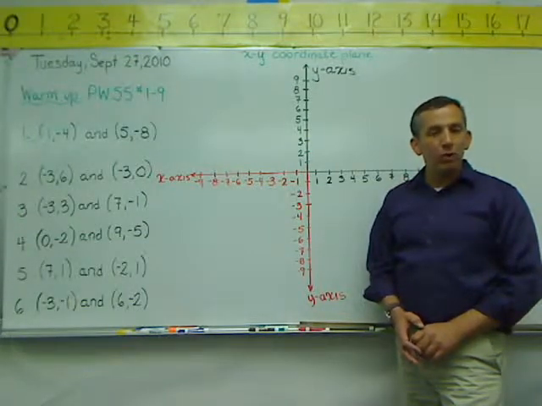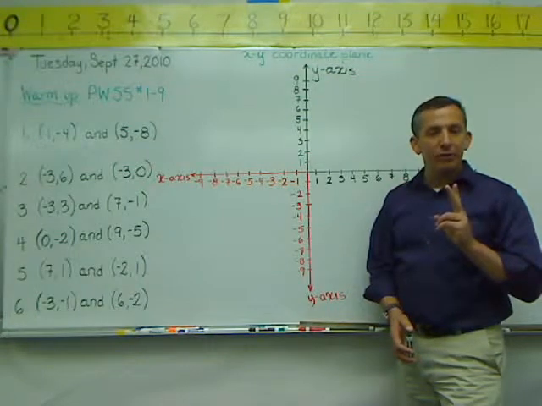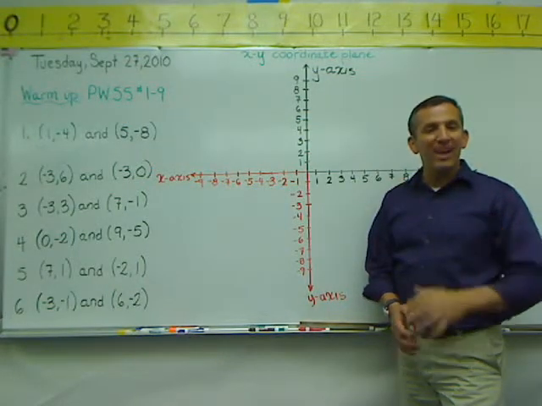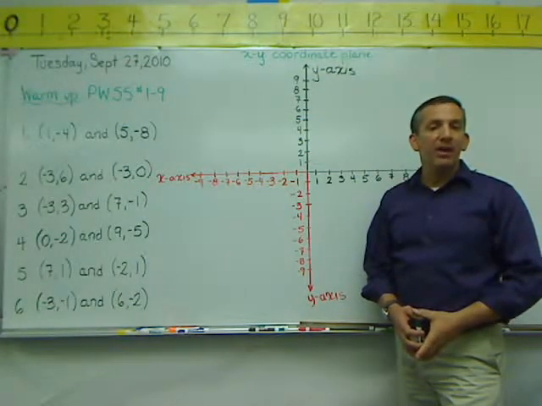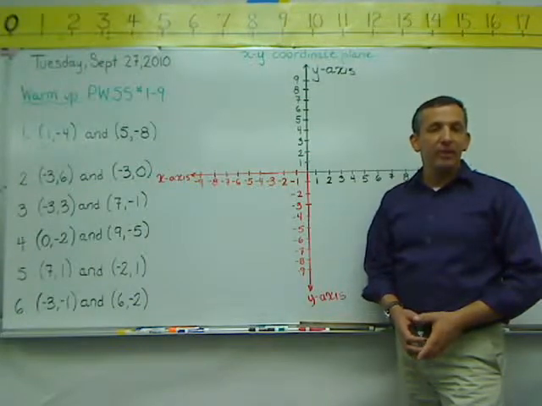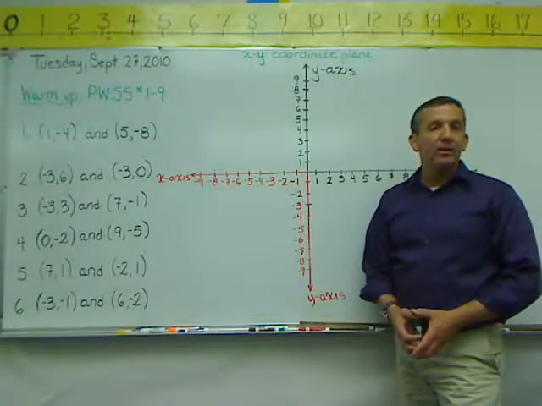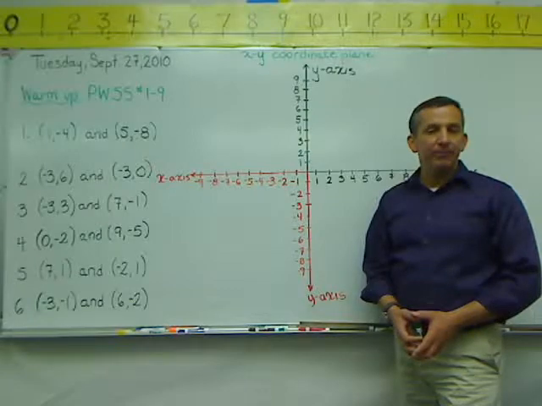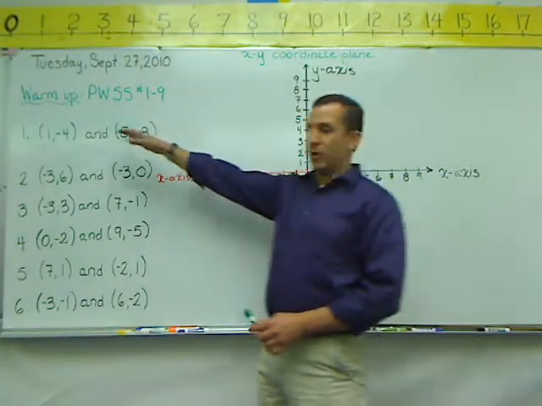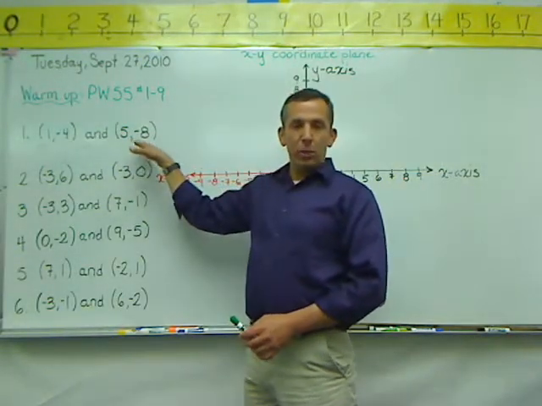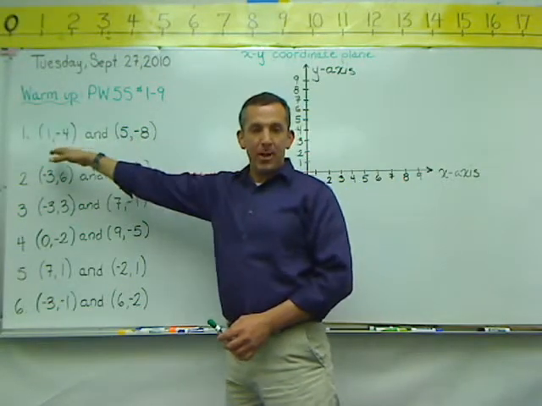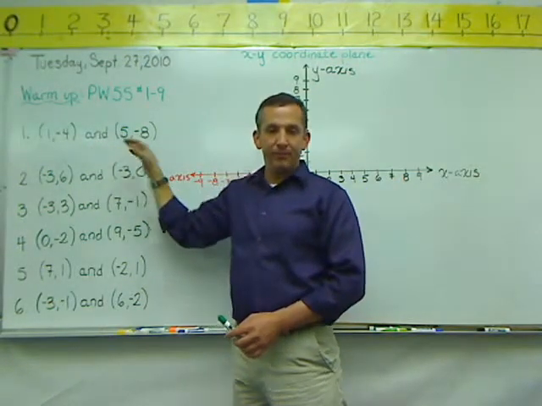What we were supposed to do was plot two ordered pairs, draw a line through them connecting them, and find out what the slope is: positive, negative, 0, or undefined. So let's take a look at the first one here. We have 2 points here, represented by the ordered pairs of each point.